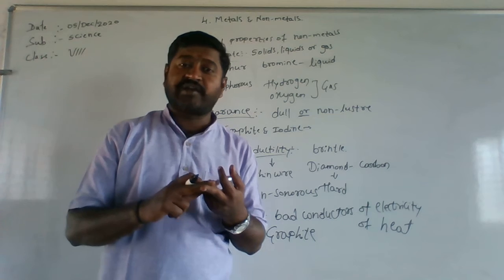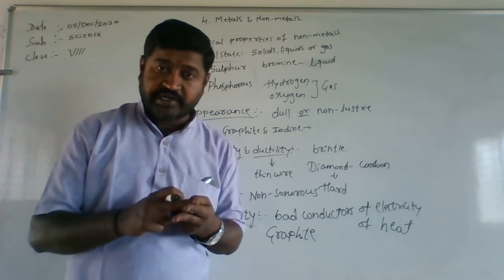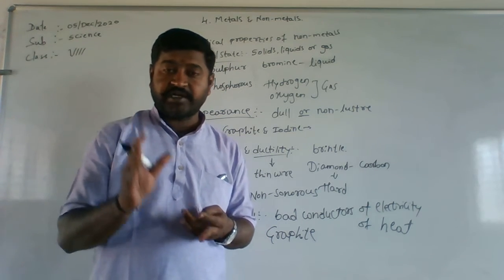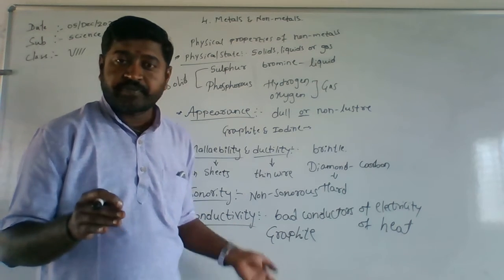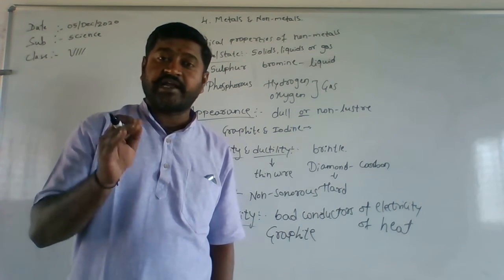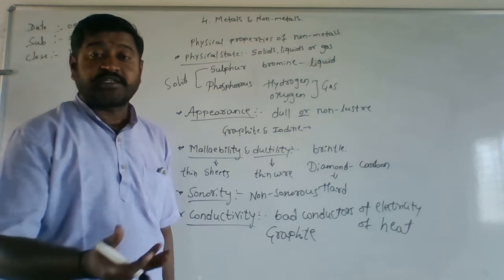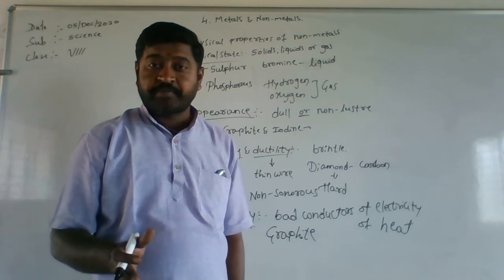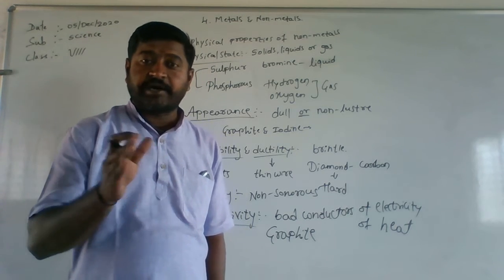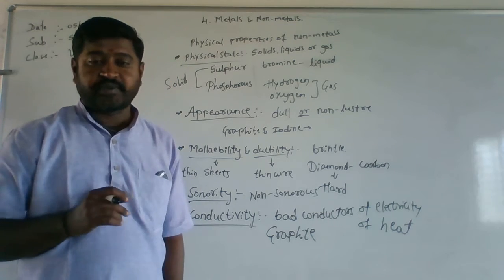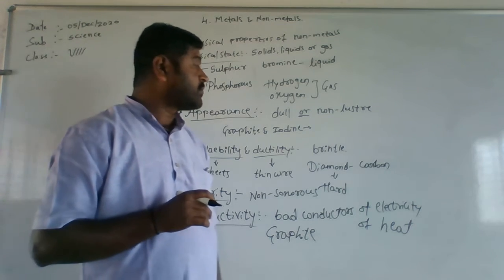Graphite is a good conductor of electricity as well as a good conductor of heat. Right? So graphite is the only non-metal which is a good conductor of heat and electricity. Other than graphite, all the non-metals are bad conductors of electricity and bad conductors of heat. Is this clear? So now what we will do?